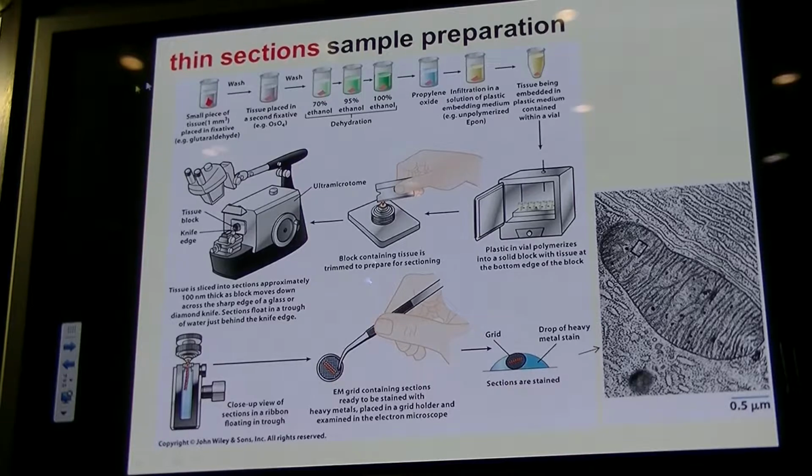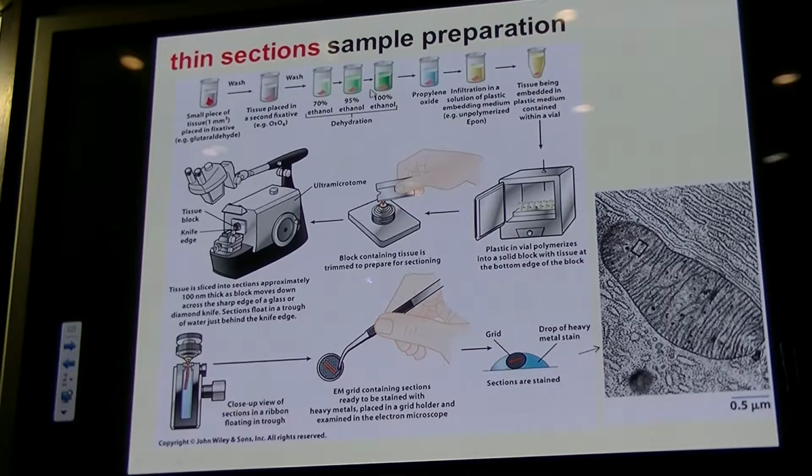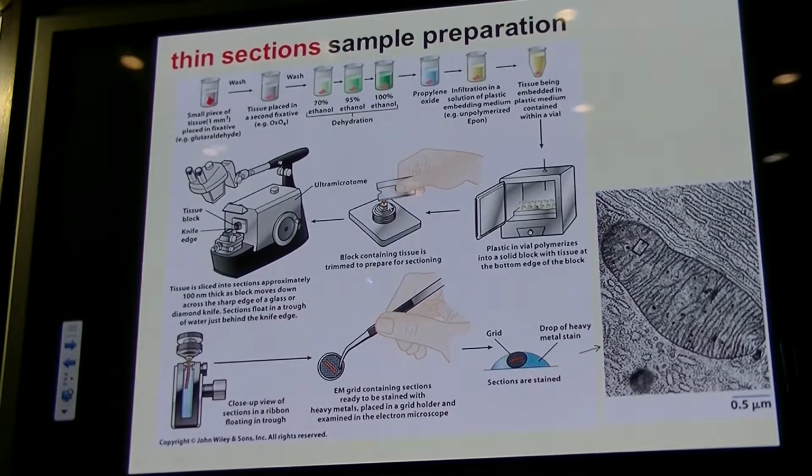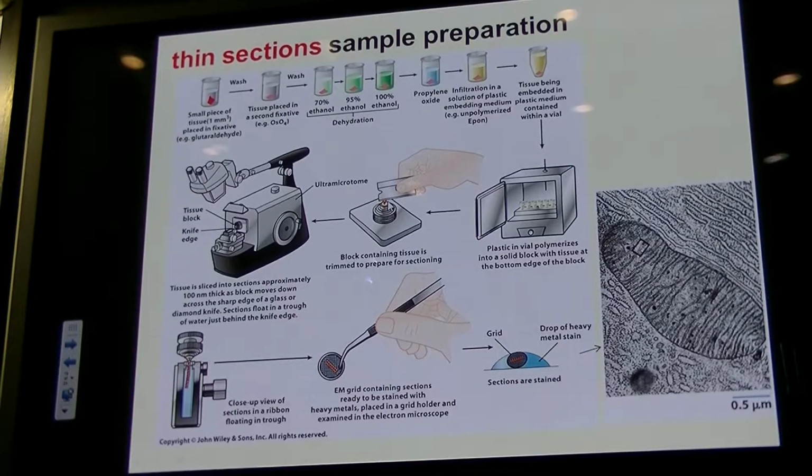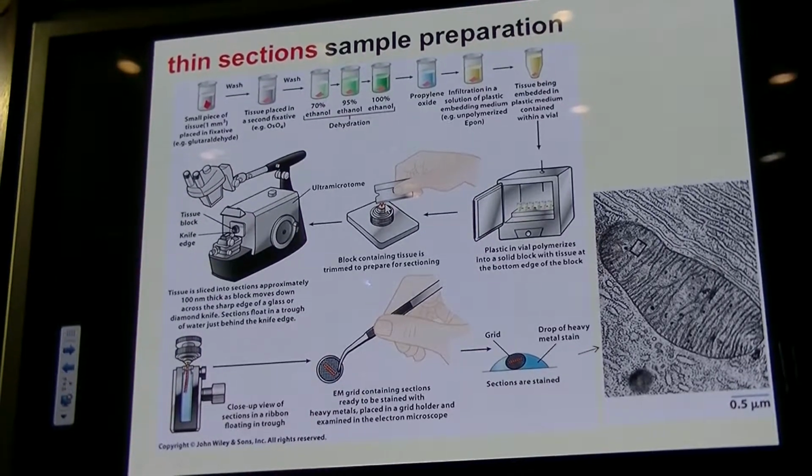So the best preps are where you freeze rapidly and do all these replacements at very low temperatures under special conditions. That's expensive equipment. But in the end, you end up with a sample and it's in plastic, your cells are in there, you hope the structures are still intact. Now you have to slice it and make very thin slices.